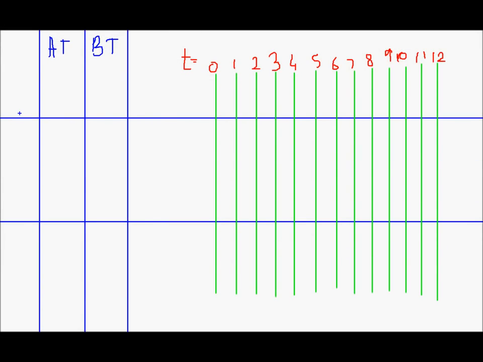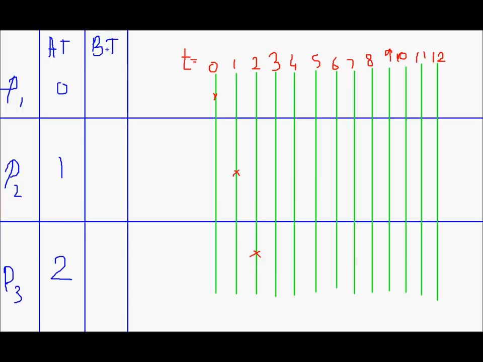I'm Saud, and in this video we shall implement SJF to schedule three processes: P1, P2 and P3. And let us assume that they arrived at instance 0, 1 and 2. So P1 arrived at 0 at this time instant, P2 arrived at 1 and P3 arrived at 2.